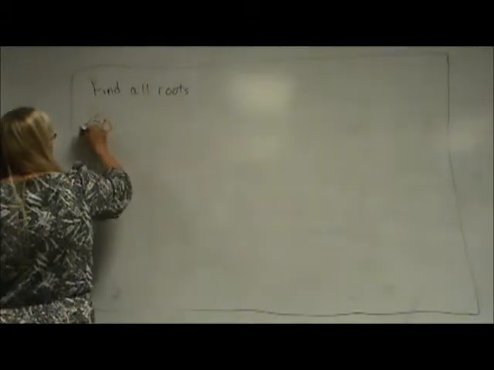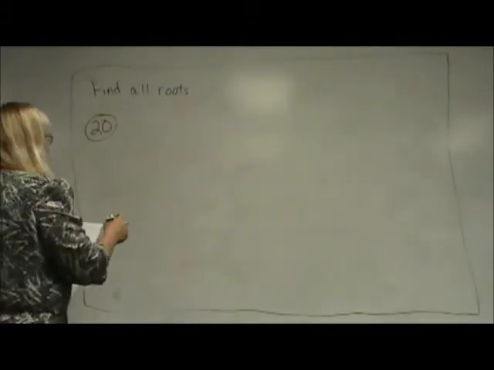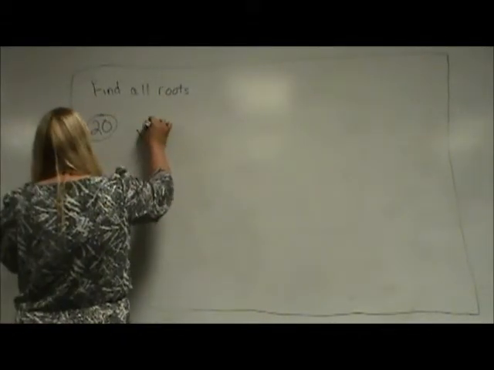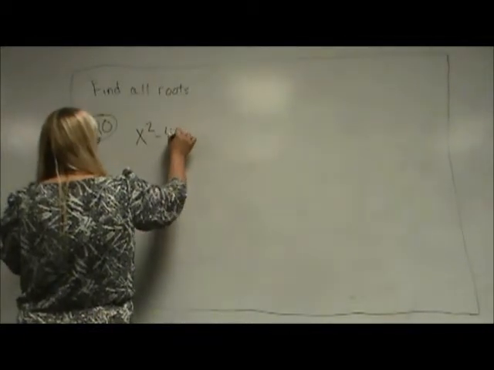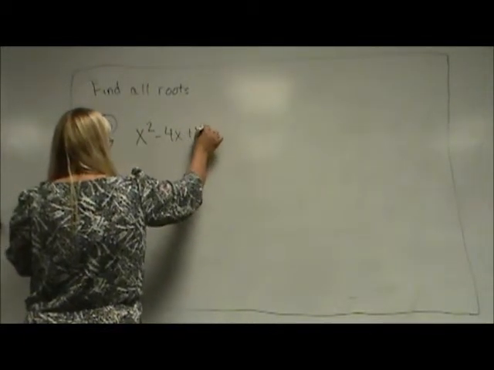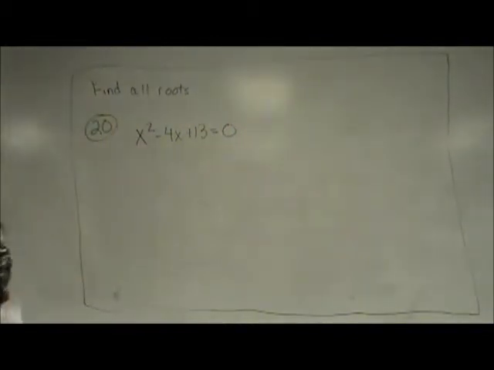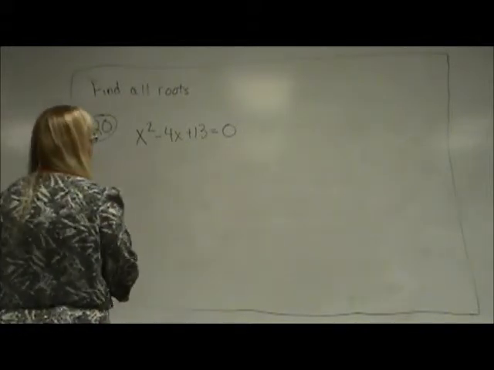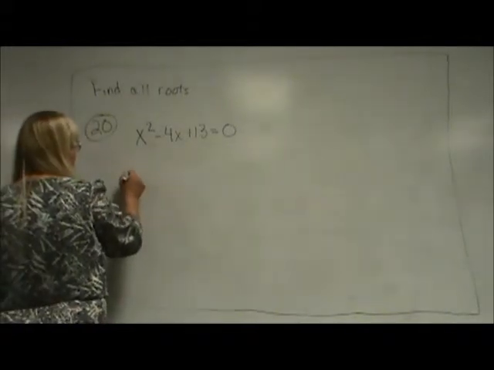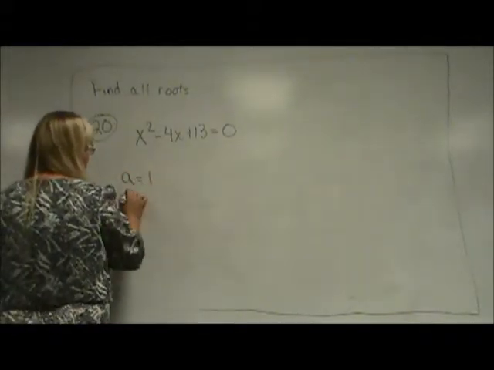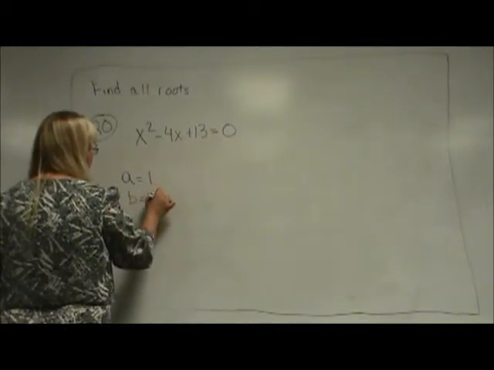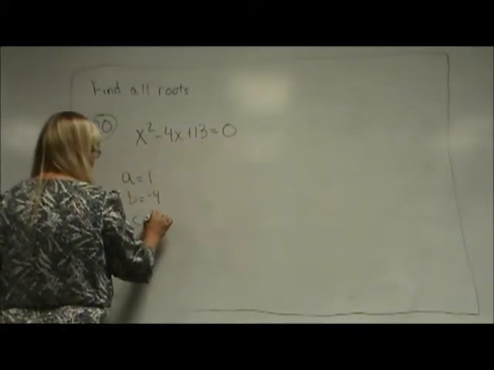Number 20. Everybody's going to want to know who it was. x squared minus 4x plus 13 equals 0. Can we factor that directly? No? Well, let's just go to the quadratic formula then. A equals 1, B equals negative 4, and C equals 13.